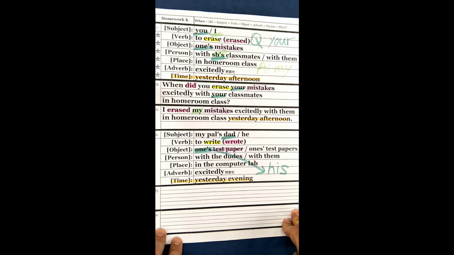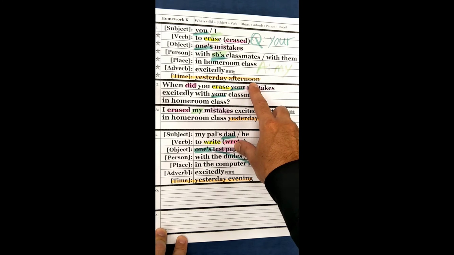Homework K. W question, when? 1. Subject, you, I. Verb, to erase, erased. Object, one's mistakes. Person, with somebody's classmates, with them. Place, in homeroom class. Adverb, excitedly. Time, yesterday afternoon. Take out your orange, color time. This is the answer. Time is the answer.